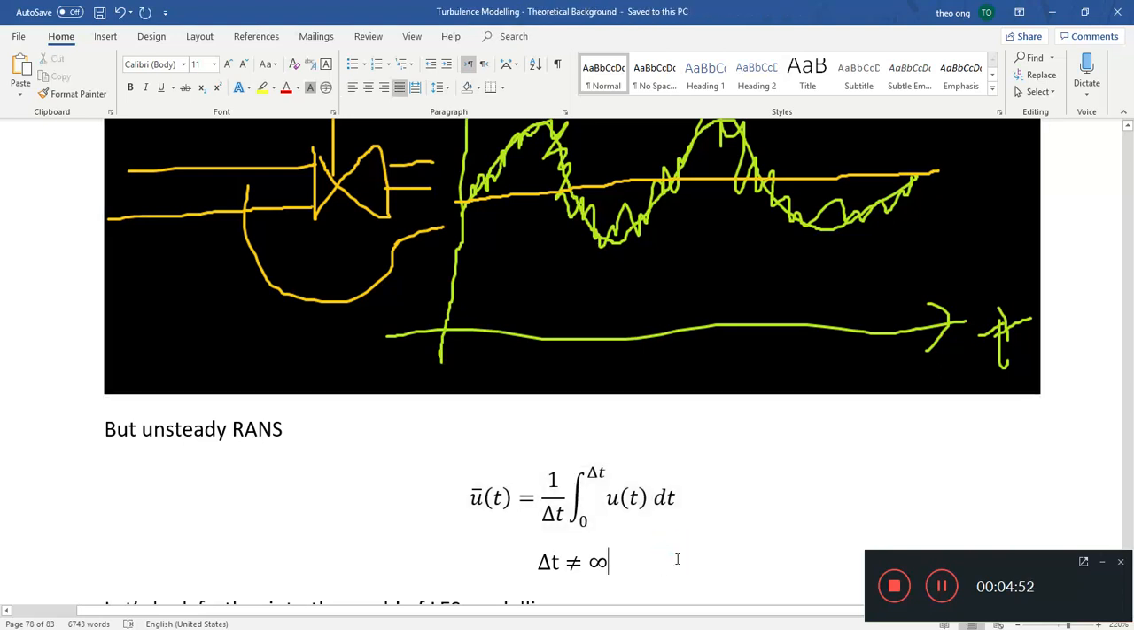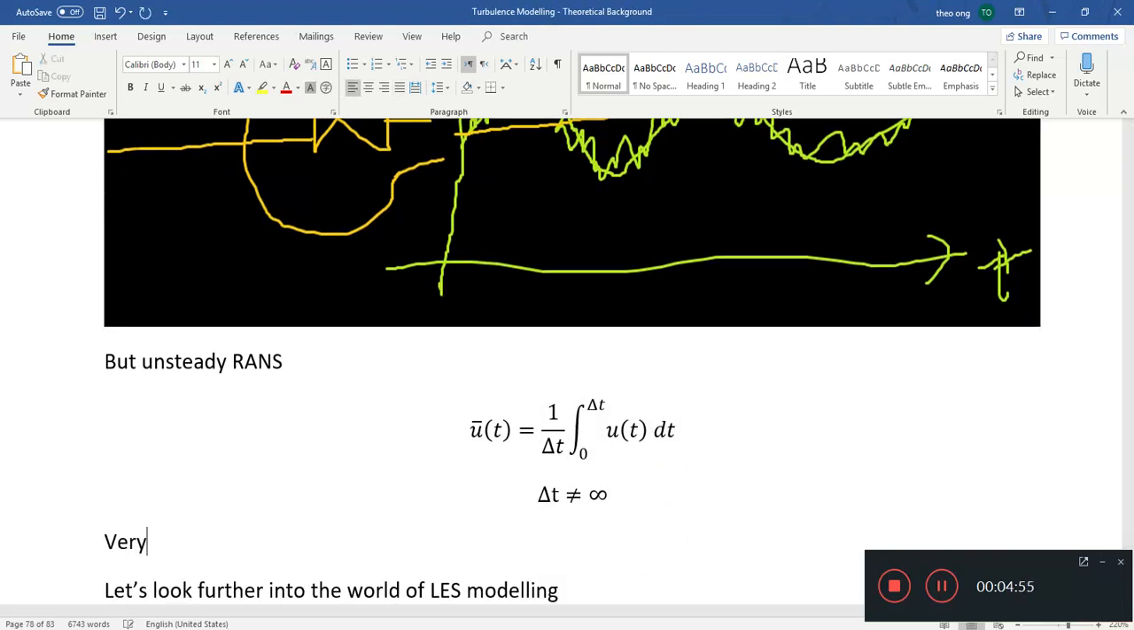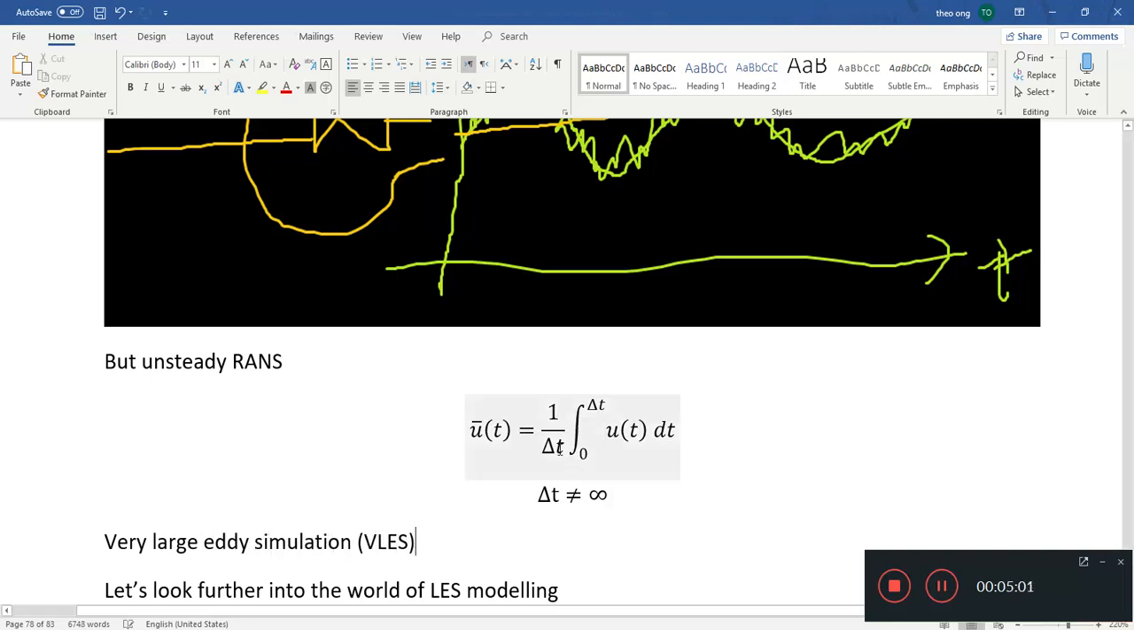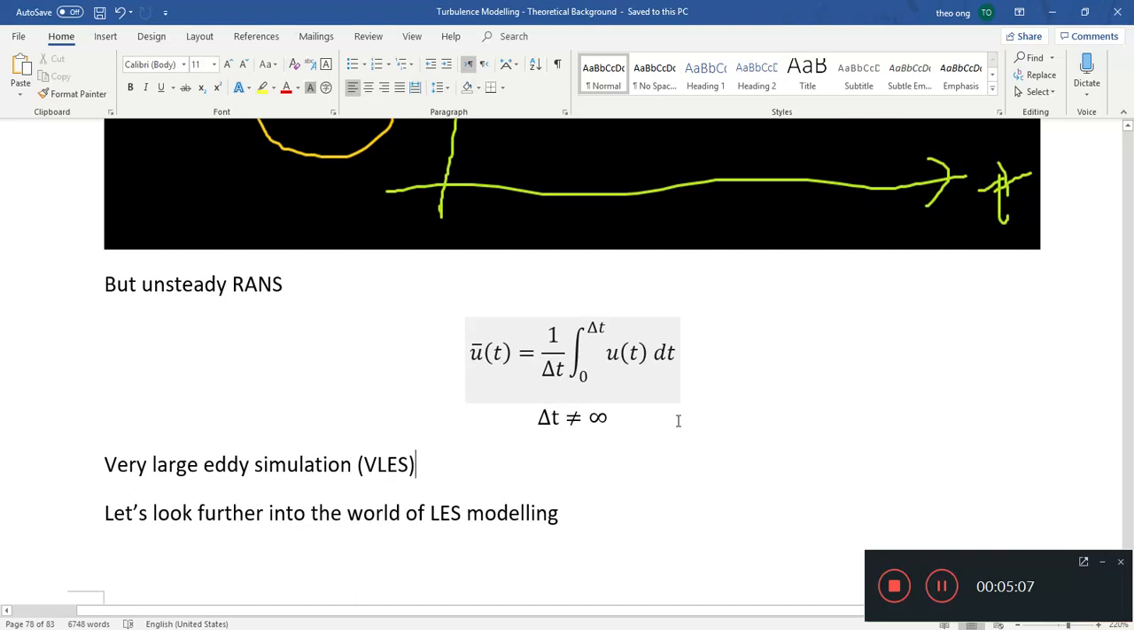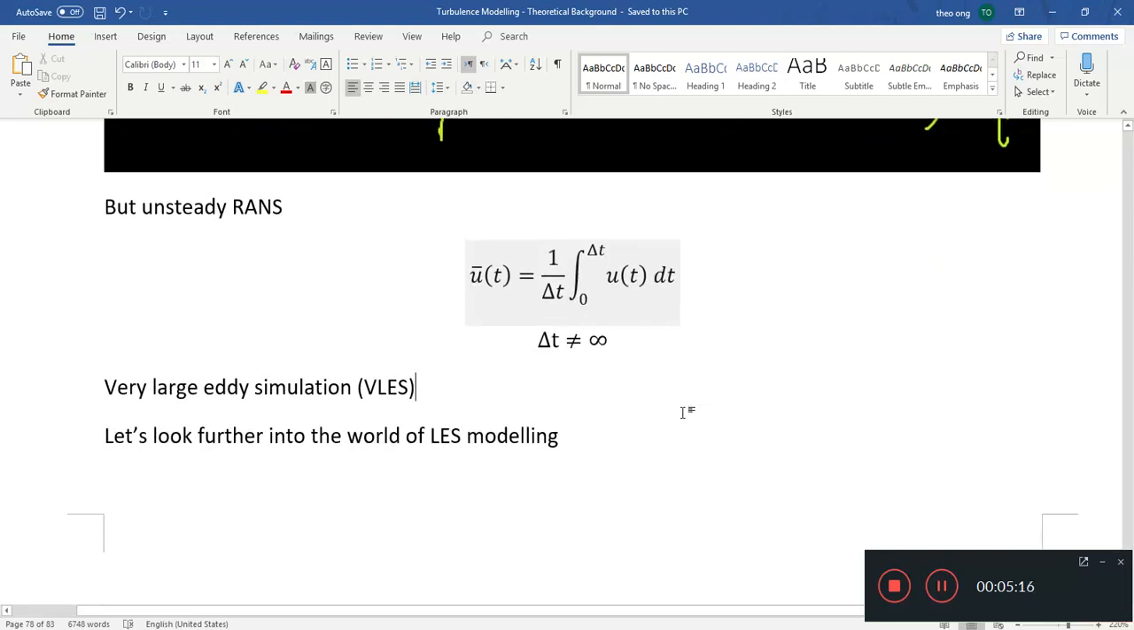And this is also called very large eddy simulation, VLES. So if you don't have your delta t, your time dependent term, going to infinity, you call this a very large eddy simulation.